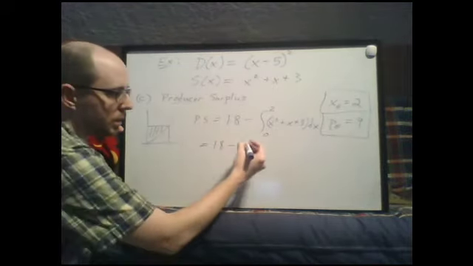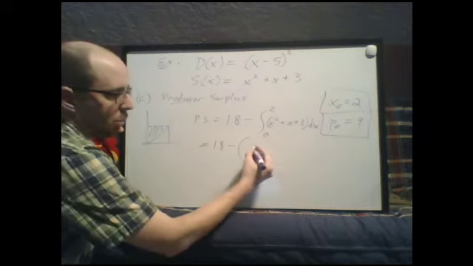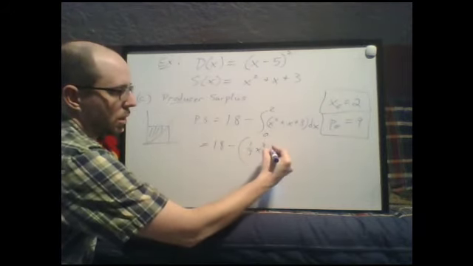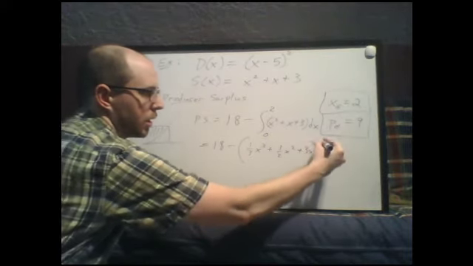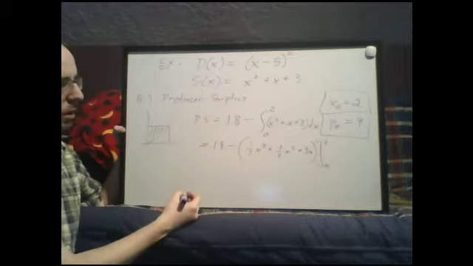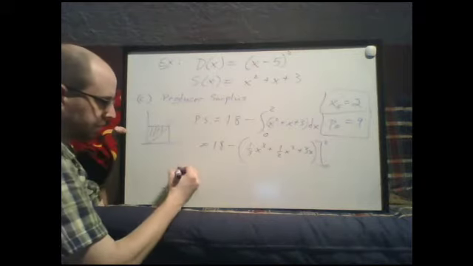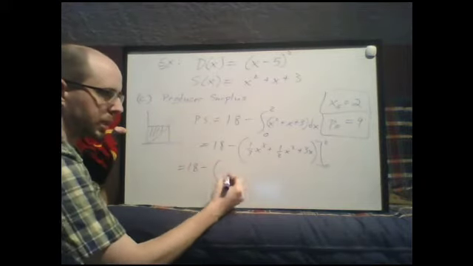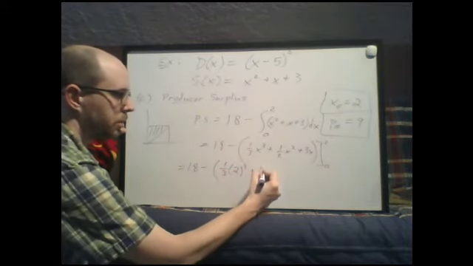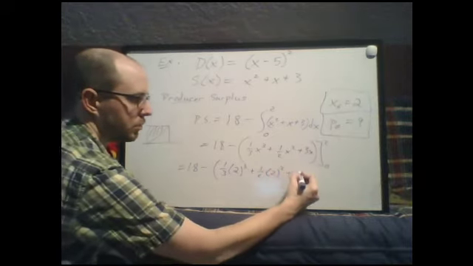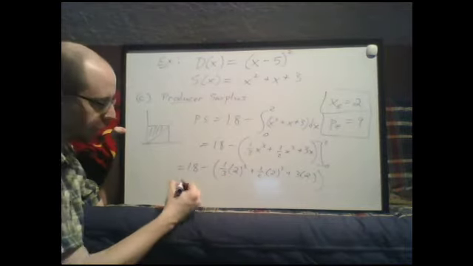So 18 minus, let's put the parentheses here. The antiderivative of this would be 1/3 x cubed plus 1/2 x squared plus 3x. And I'm going to plug in 0 and 2. Now, luckily, if I plug in 0, this whole thing is 0, so I don't really have to plug in 0. So I just really need to plug in 2. We have 18 minus 1/3 times 2 cubed plus 1/2 times 2 squared plus 3 times 2. But that's all being subtracted, so make sure there's parentheses around this whole thing here.